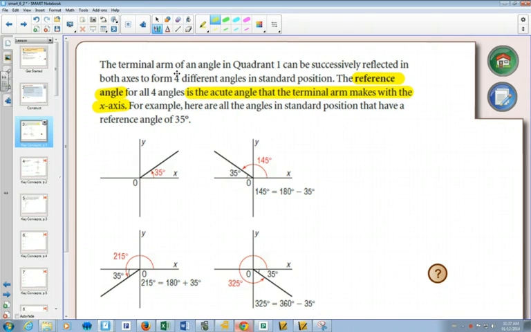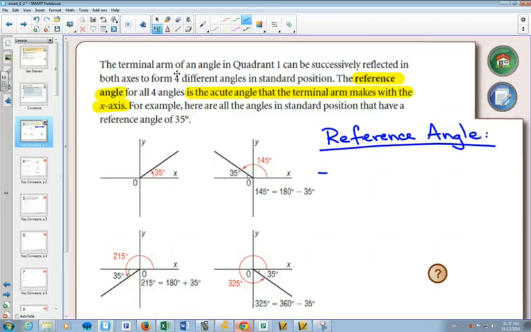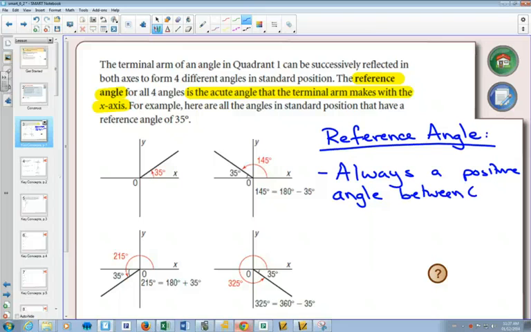What I'll get you to write off to the side, as some additional things to help you with the definition: your reference angle is always a positive angle between 0 degrees and 90 degrees. It's always a positive angle between 0 degrees and 90 degrees. Their definition says that by saying it is the acute angle.